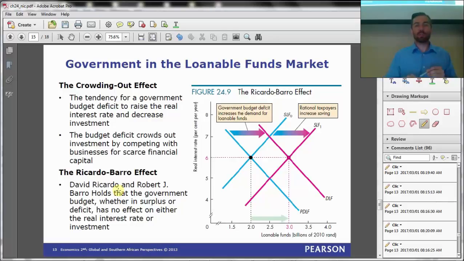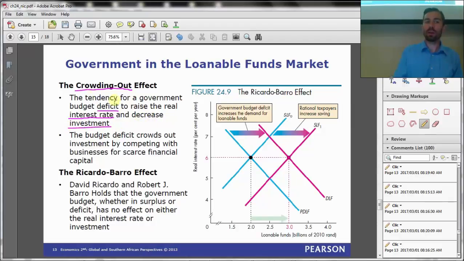So then the textbook goes on to describe, first of all, the crowding out effect. And the crowding out effect is an important effect, and we will discuss it more outside of the context of the loanable funds market, but it does get introduced in the loanable funds market. Here it says, the tendency for a government deficit to raise real interest rates, which therefore decreases investment.